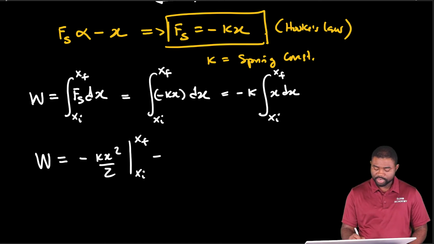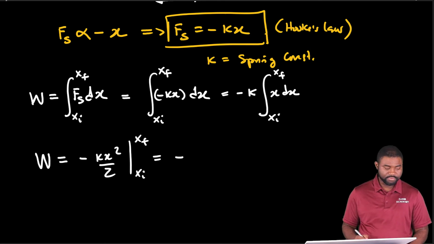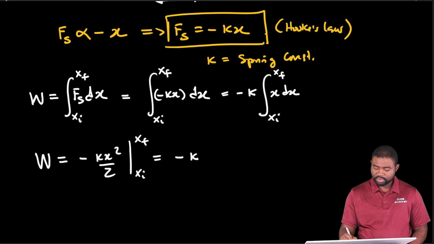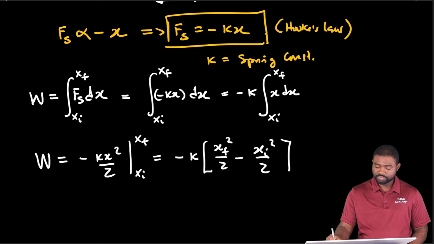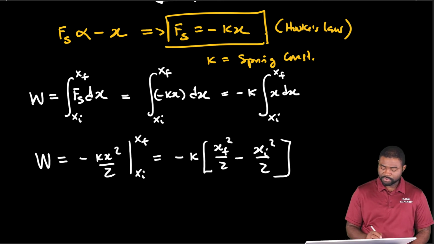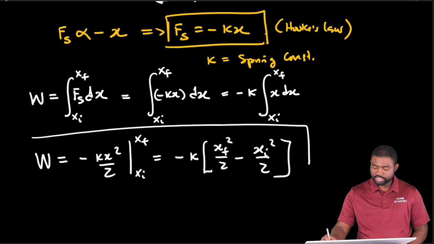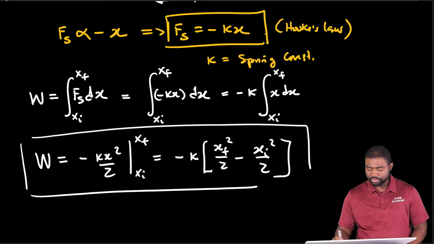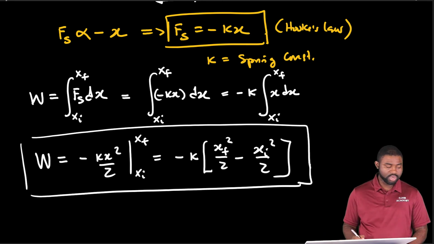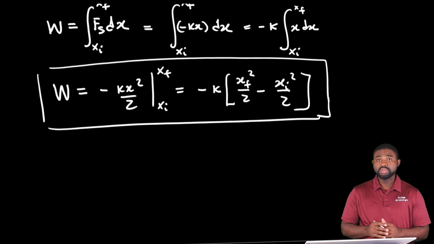And if we simplify, this is equal to negative k, bracket, x final squared over 2 minus x initial squared over 2. So this represents the work required to stretch or compress the spring.